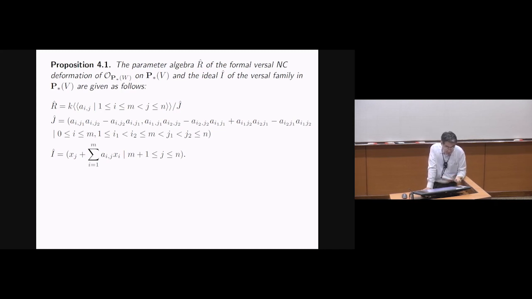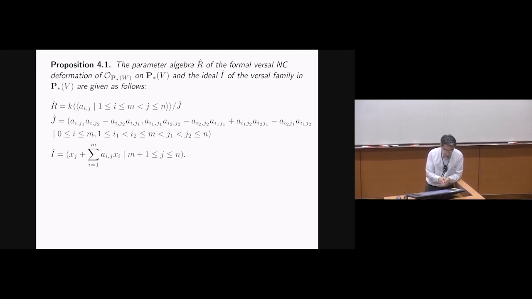So the parameter algebra is a formal non-commutative power series ring divided by the two-sided ideal generated by these non-commutative polynomials. So these polynomials are all commutators. If you consider the commutative polynomials attached to them, then they all vanish. So there is no equation at all.